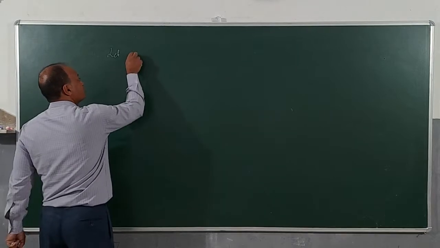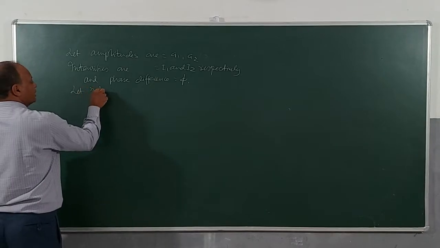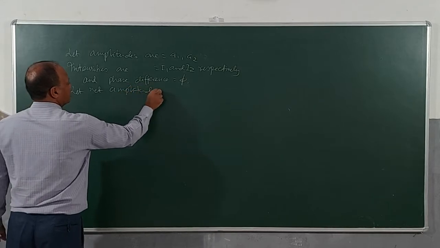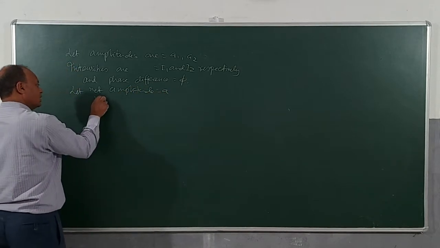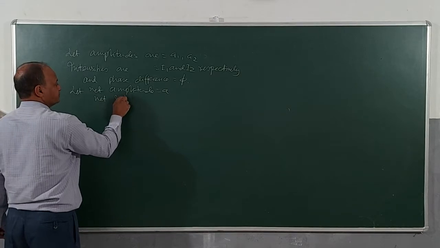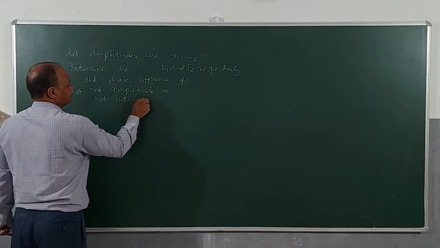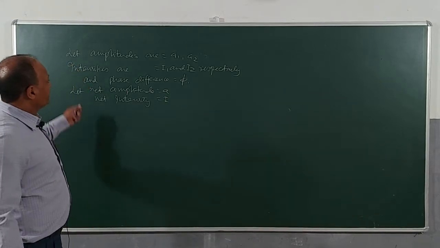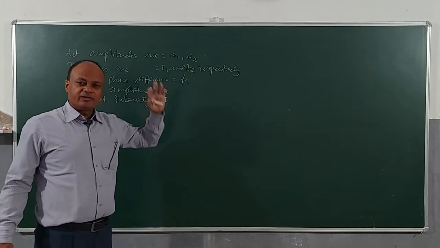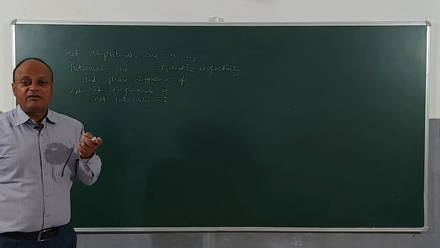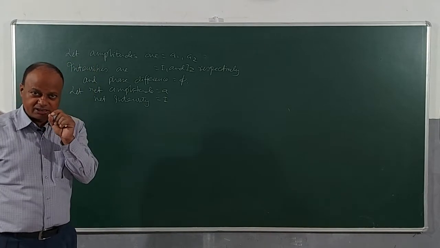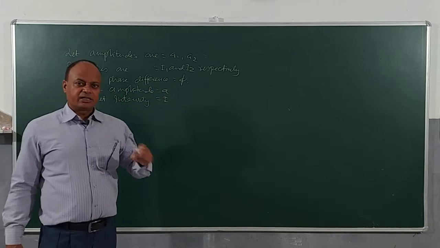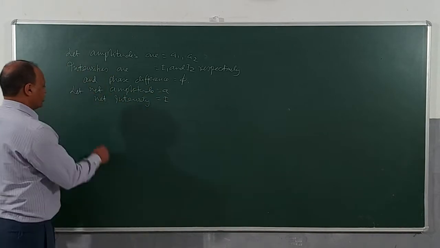Let net amplitude be A and net intensity be I. So these are some of the assumptions that we are making: the amplitudes of the two waves are A1 and A2, their intensities are I1 and I2 respectively, phase difference is phi, net amplitude is A and net intensity is I. Now these formulas you must remember, actually we already discussed.